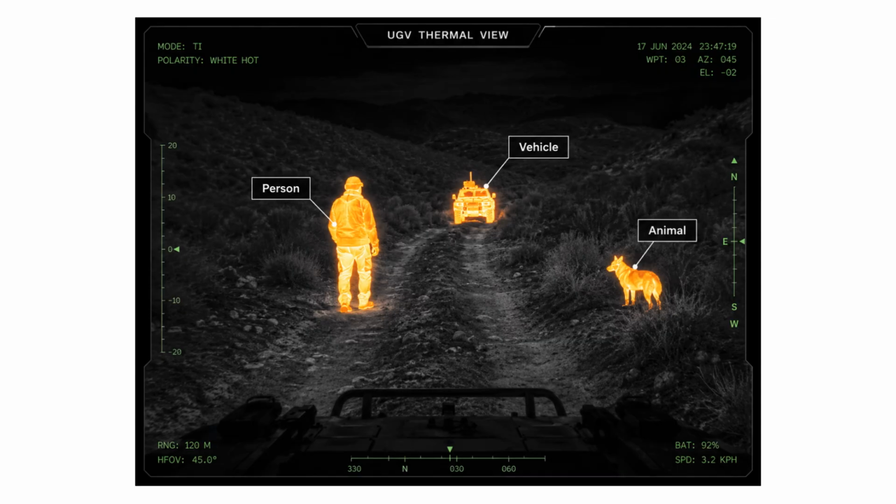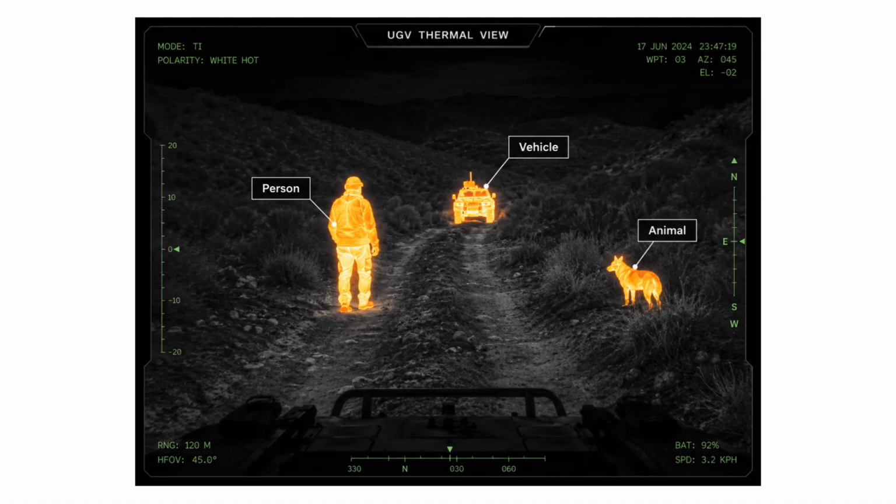First, a person standing on the road. Second, another vehicle farther ahead. And third, an animal on the side of the path. Even though the surroundings are dark, the thermal camera makes these objects visible by detecting the heat they emit. This is the main strength of thermal imaging.